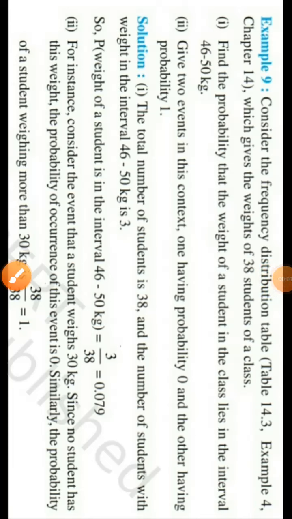Hello, good morning students. As you know, in the last lecture we skipped example number 9, because the data is taken from somewhere else. So today, first of all, we go through example number 9 and then exercise 15.1. In this lesson, in the exercise and example, the data for many questions is taken from chapter number 14, statistics.